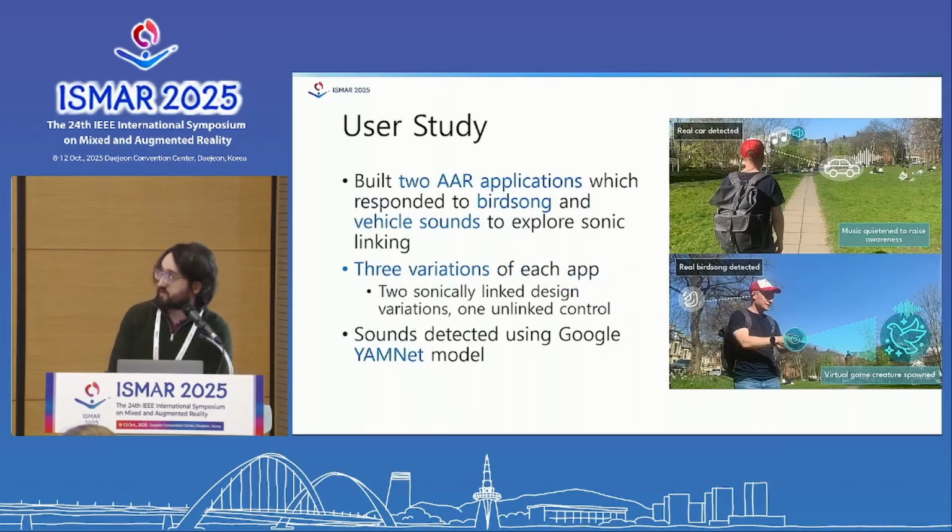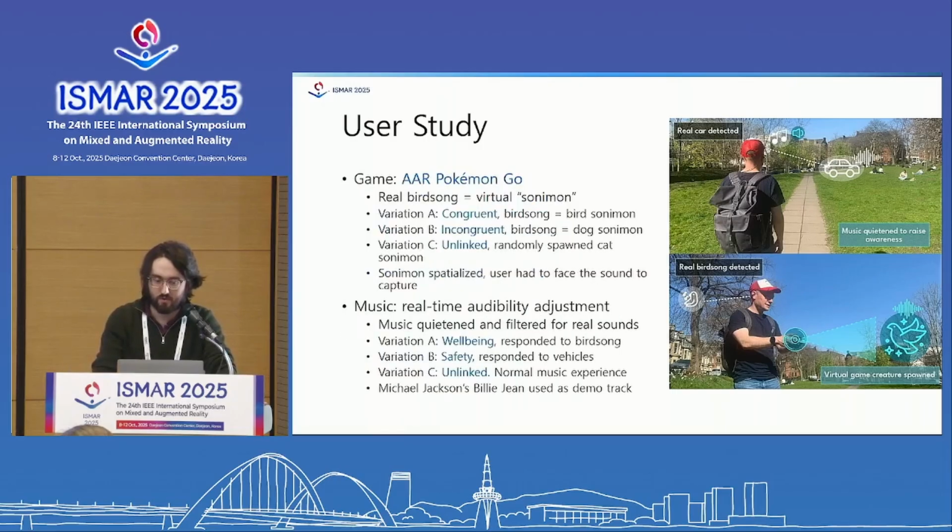So, as I say, we built 2 AAR applications, and these responded to real-world bird song and vehicle sounds to explore sonic linking. And we built 3 variations on each app. 2 of them were different design variations on sonically linked applications, and 1 was an unlinked control so that we could compare sonic linking to no sonic linking and see how that went. And we used Google's YamNet model for classifying sounds to detect these real-world sounds and then drive the applications.